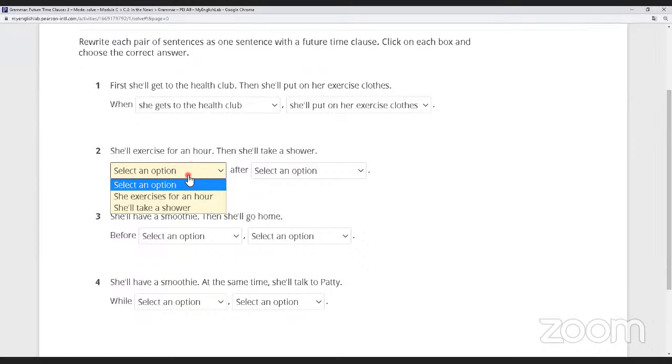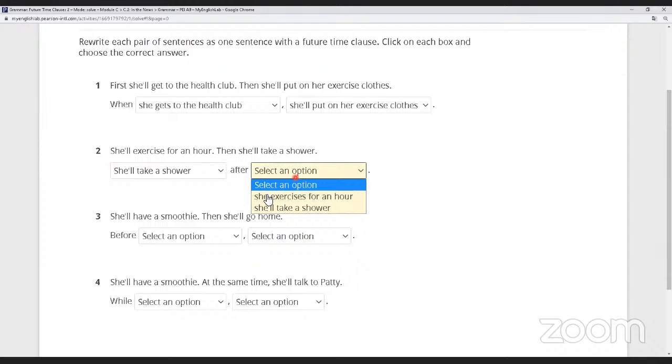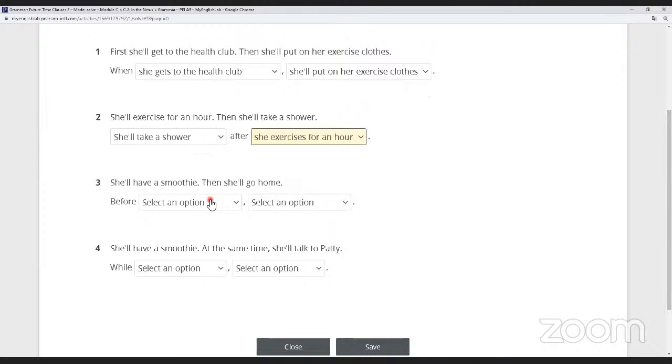Okay. She will take a shower after she exercised for an hour. Okay, 3. Before she goes home, she will have some smoothie.